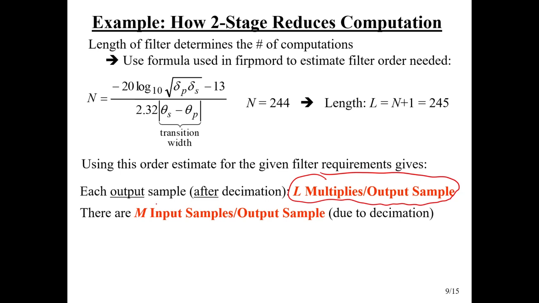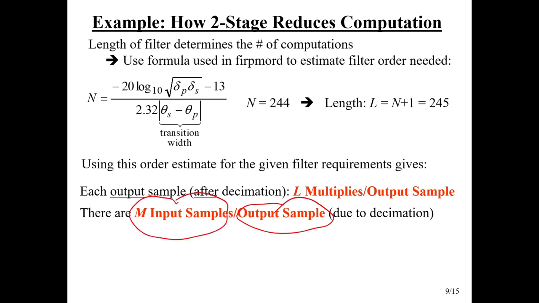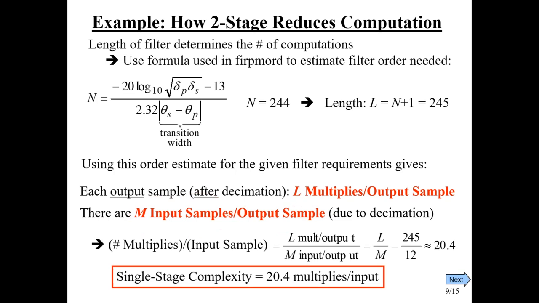And there are M input samples per output sample. So now we're referencing this back to the front end. So it's just one way that we can characterize this. We could reference everything to the output side as well. I'm just choosing to reference everything to the input. You've got to compare apples to apples. Due to the decimation, for every one output sample, we would have clocked in M input samples. So that's how we do that.